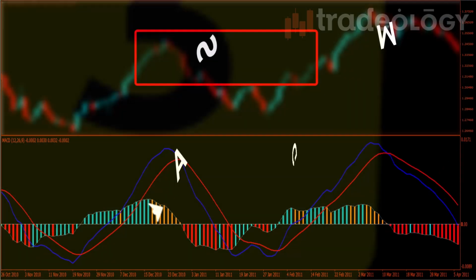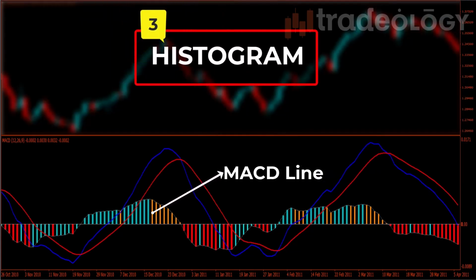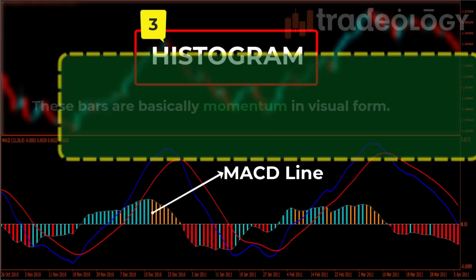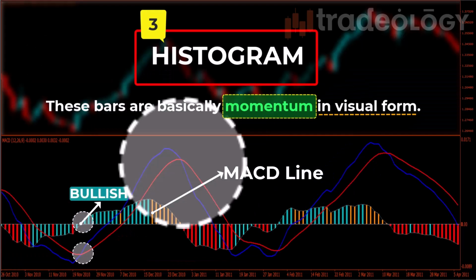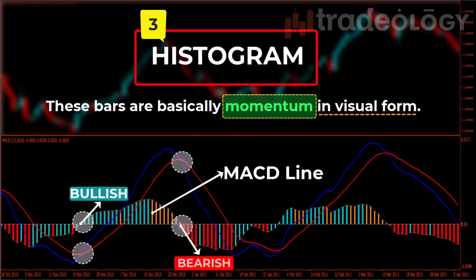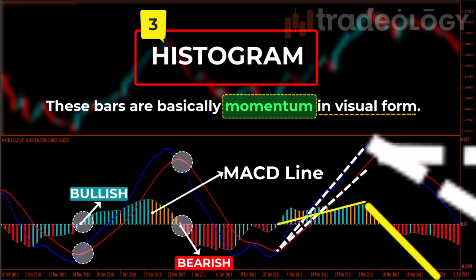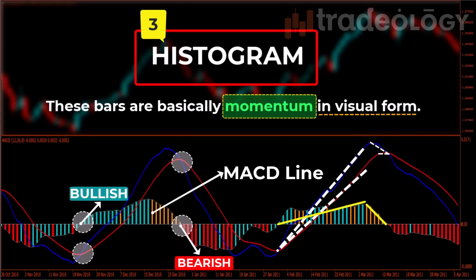Then we've got the histogram, those colourful bars everyone notices first. These bars are basically momentum in visual form. When the MACD line shoots above the signal line, the bars flip green, bullish alert. When it dives below, they flip red, bearish warning. And here's the kicker, the bigger the bars, the stronger the momentum. The smaller the bars, the weaker the push. It's like a built-in energy meter for the market.